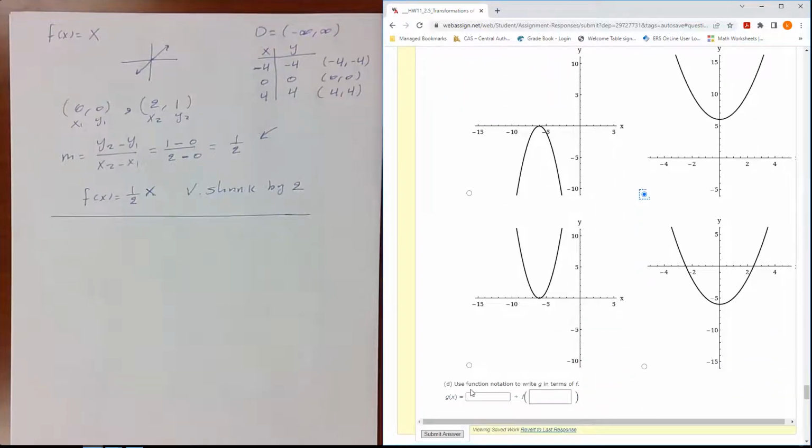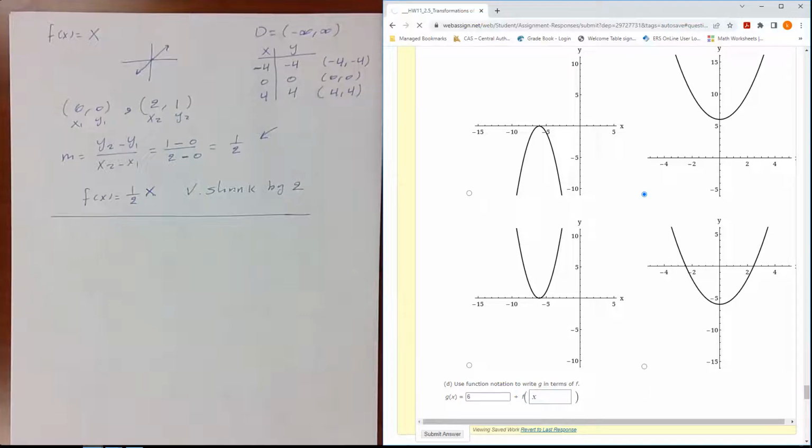When they ask you to use function notation to write g in terms of x, how are we going to type this one? This is really important. Do not make mistakes here. That means we're going to type the basic function f of x, so you're going to type just the x. So g of x is going to be the parent function, f of x, shifted up, so you're going to add 6. So it's going to be 6 plus f of x.